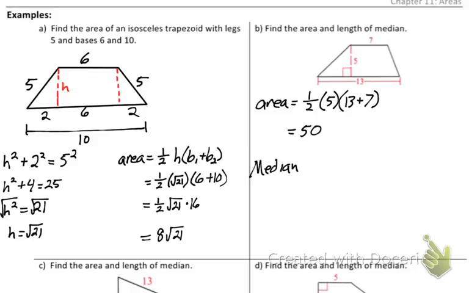My median. There's two ways we could find our median. We're just going to stick with base 1 plus base 2 divided by 2. That equals 10. And just recall that 10 times our height should be our area. 10 times 5, that's 50.